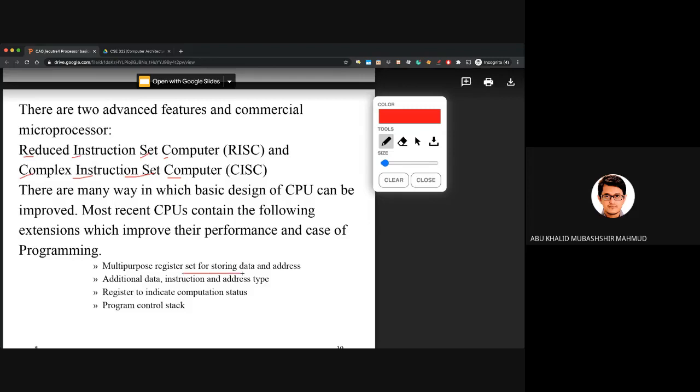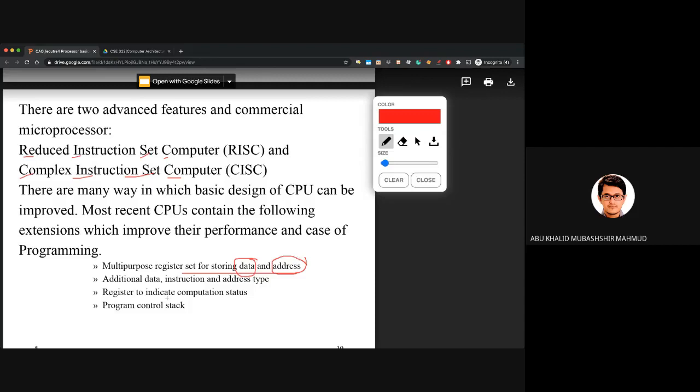Multipurpose register for storing data and address. That is, a register can hold both data and the address in them. So therefore it's multi-purpose. If it stored only data, then it would be a single purpose register, or if it had stored only address, it would have been called a single purpose register. And the additional data instruction and address type is always available, which further speeds up the performance.